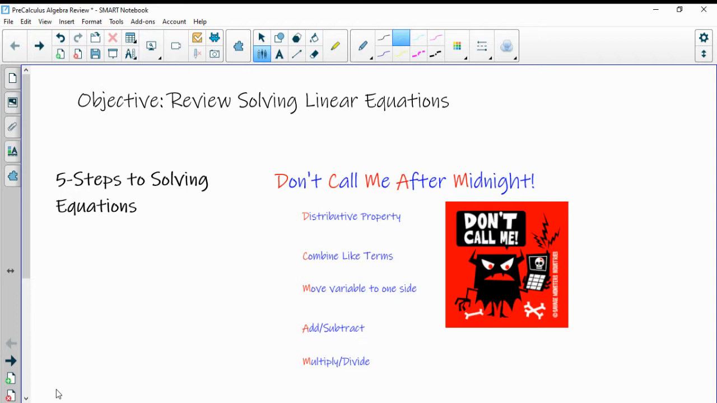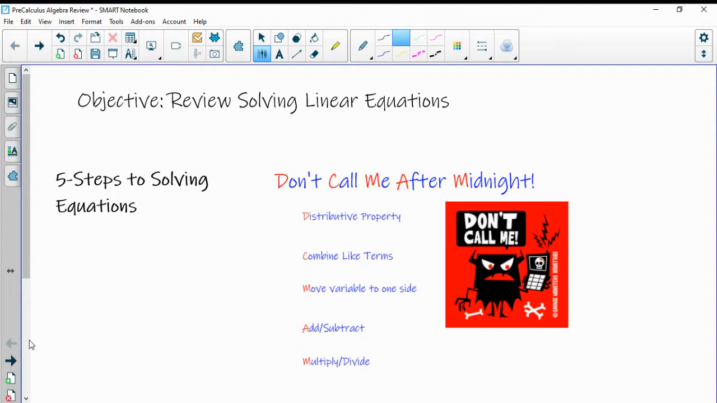Our objective is to review solving linear equations. So there's 5 steps in solving equations. I like to use an acronym. Don't call me after midnight. Do not call your teacher after midnight.